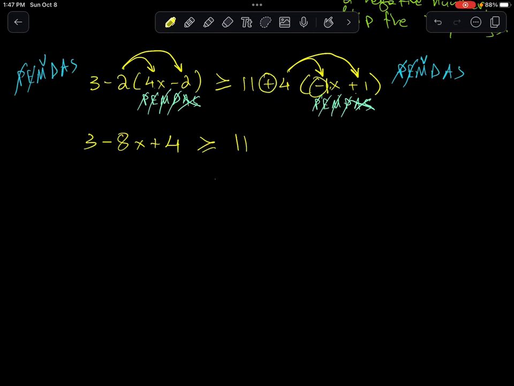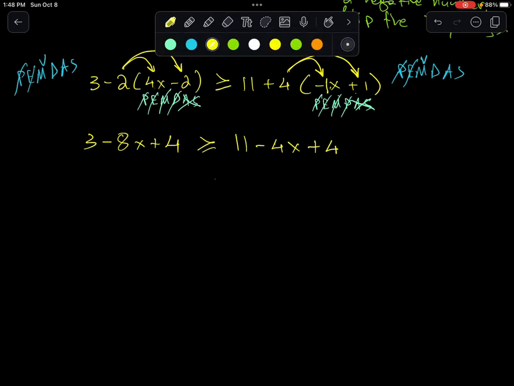Okay, positive times a negative. First the signs, that's a negative. 4 times 1 is 4, and the x follows. Then plus 4 times plus 1. Positive times a positive is a positive. 4 times 1 is a 4. And that's it for starters.